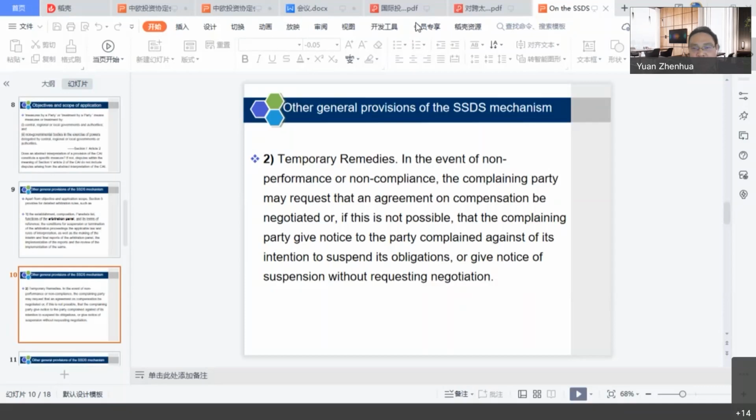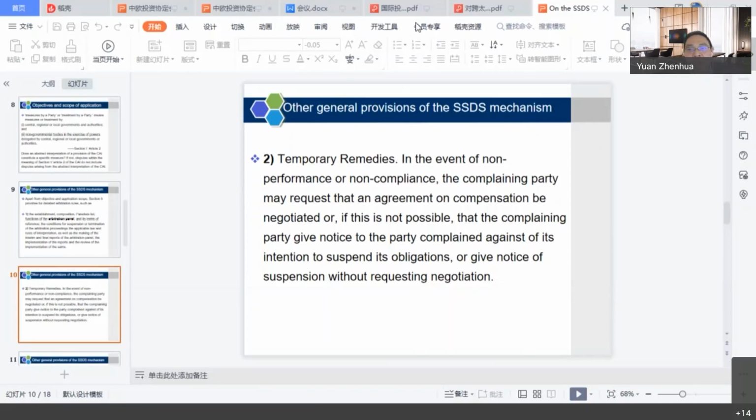And here I want to focus on the possible issues of the state-state dispute settlement. The first is the possibility of politicization of dispute resolution. As we know, nowadays the EU Parliament has suspended its ratification procedure. Maybe even this procedure will restart again.